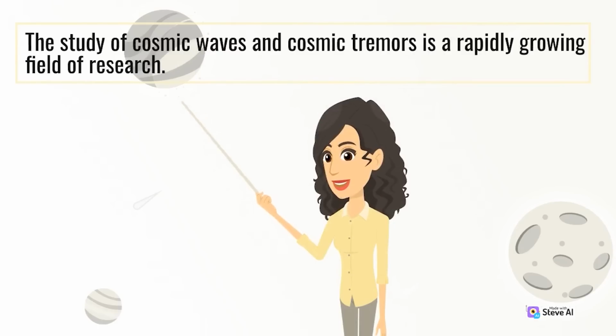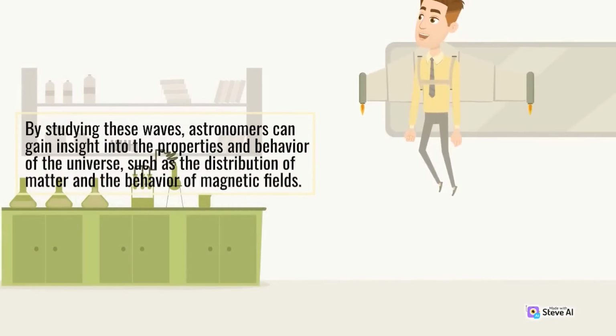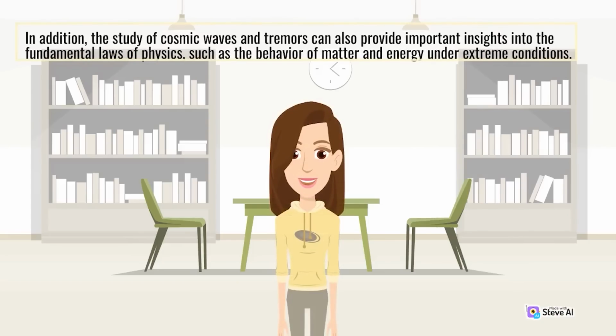The study of cosmic waves and cosmic tremors is a rapidly growing field of research. By studying these waves, astronomers can gain insight into the properties and behavior of the universe, such as the distribution of matter and the behavior of magnetic fields. In addition, the study of cosmic waves and tremors can also provide important insights into the fundamental laws of physics, such as the behavior of matter and energy under extreme conditions.